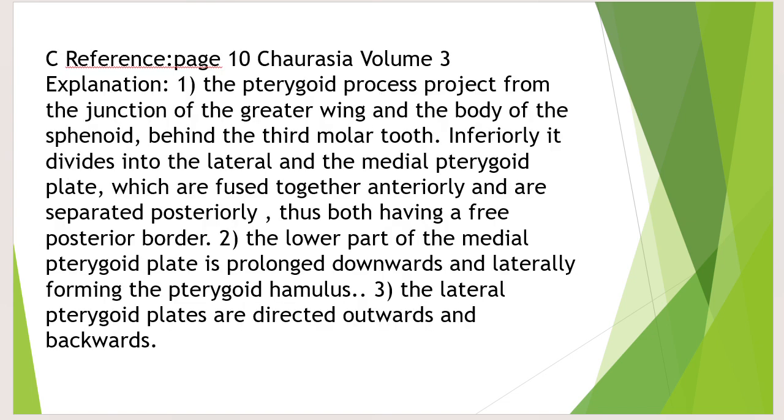The answer is C. The pterygoid process projects from the junction of the greater wing and the body of the sphenoid behind the third molar tooth. Inferiorly it divides into the lateral and medial pterygoid plate, which are fused together anteriorly and are separated posteriorly, thus having a free posterior border. The lower part of the medial pterygoid plate is prolonged downwards and laterally forming the pterygoid hamulus.